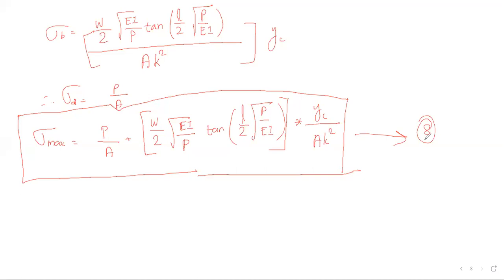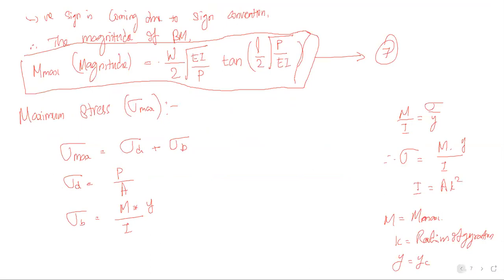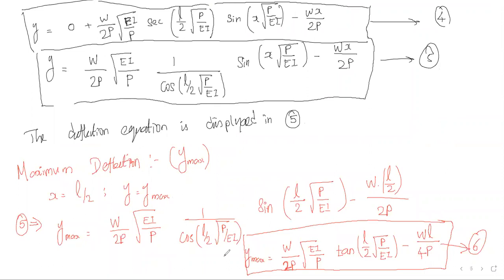Okay, so these are all the general equations which we are going to use in the beam column, that is, the column subjected to lateral loads. So first of all, the equation of Y becomes W by P into root under EA by P into 1 by cos, that is secant L by 2 into root P by EA into sin X into root under P by EA minus WX by 2P. Now for Y max, the X value is equal to L by 2 and Y is equal to Y max, so we get W by 2P into root under EA by P into sin by cos becomes tan into L by 2 root under P by EA minus W into L by 2, so WL by 4P. So the equation number 6 is used to calculate the maximum deflection.